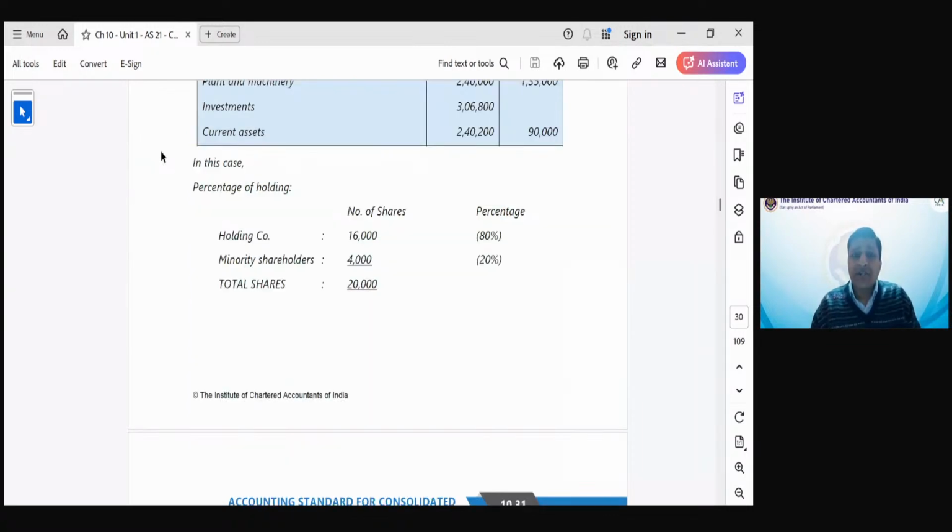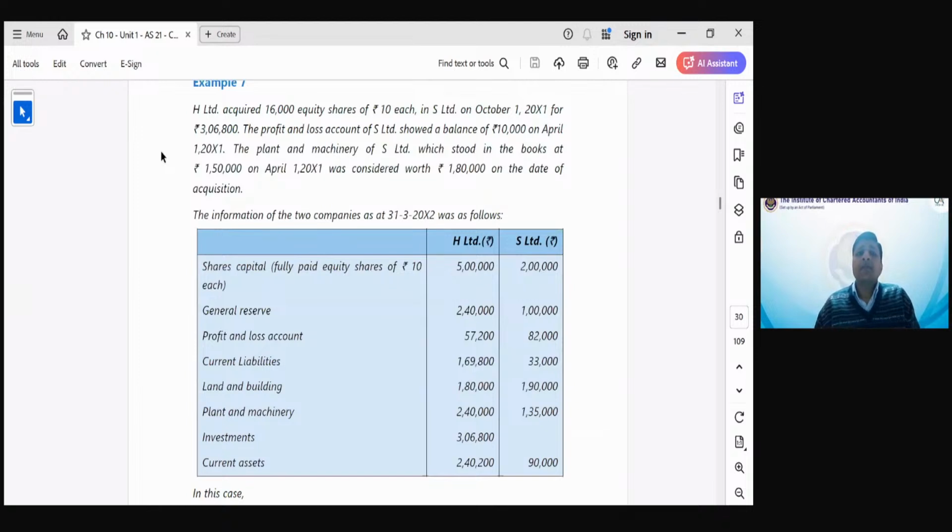If you look at the plant and machinery in the books at the beginning of the year, it was standing at 1,50,000. And on the date of acquisition, we are told that we need to consider this plant and machinery at 1,80,000. Now, in the given case, we can definitely consider that. But there is a problem. When you consider this at 1,80,000, you also need to understand what amount has changed.